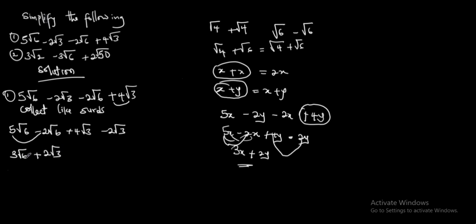Now, at this point, they are now unlike surds. You can't add two unlike surds. So you cannot simplify further. This will then be your result. So the result is 3 root 6 plus 2 root 3.